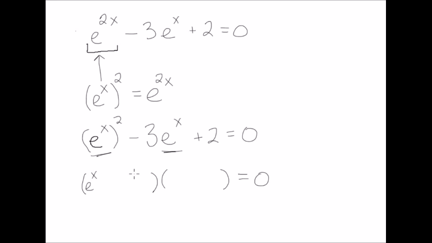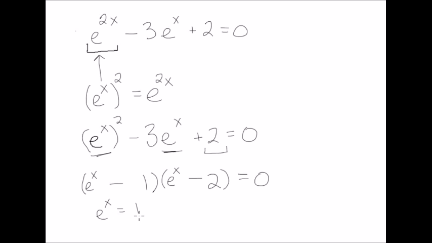In the first slot for each, we will put e to the x so that we get this e to the x squared term. And then we need to ask what two numbers can we multiply together to get positive 2, but add together to get negative 3. And hopefully you see that negative 1 times negative 2 will be positive 2, but negative 2 plus negative 1 would be negative 3.